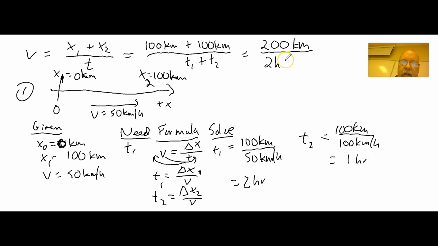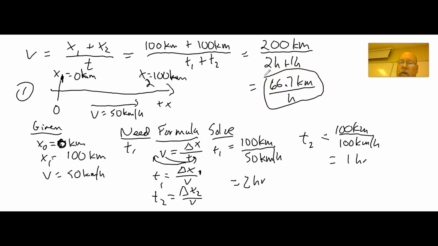Okay, so now I have 2 hours plus 1 hour. So 200 divided by 3 is going to end up being 66.7 kilometers per hour. Our hypothesis was wrong, wasn't it? We thought maybe we could just divide 100 plus 50 by 2 and get 75, when in fact our average velocity was 66.7 kilometers per hour over the entire trip.